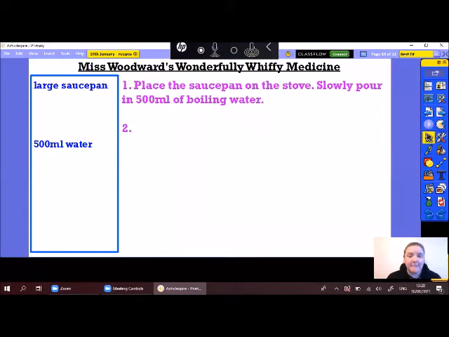This is how I've decided to set mine out. I've got my title at the top, Miss Woodward's Wonderfully Whiffy Medicine. I've managed to get some alliteration in there as well. And I've got my equipment that I need here and my ingredients as well. And what I'm going to do is I'm going to write my instructions and then add to my lists here as I go along. Otherwise, I might write a really long list of ingredients that you need and then forget to mention one of them in my instructions. So far, I have place the saucepan on the stove. Slowly pour in 500 millilitres of boiling water. 500 millilitres is about a pint glass.